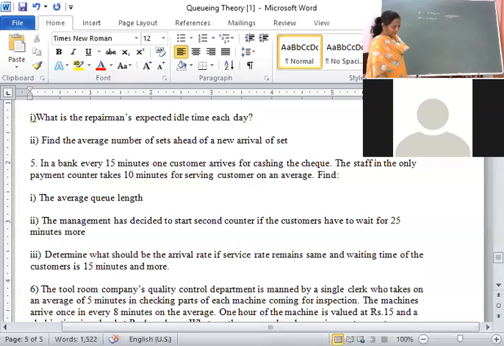But here, the mean arrival rate of customers is given in minutes, so we will convert it to hours. How to convert to hours? Lambda is equal to 60 upon 15 minutes. Then it is 4 customers per hour. Similarly, mu is 60 upon 10.